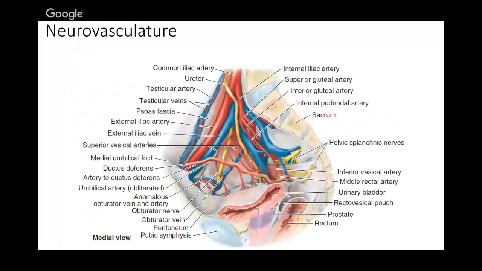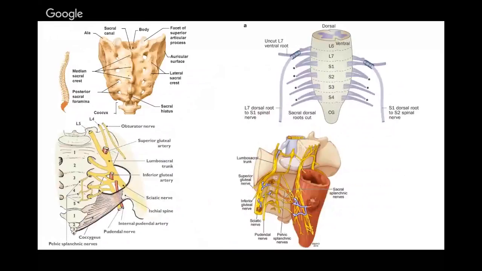Okay, the other thing is just neurovasculature. It's a very complicated diagram, but basically, with the nerves in the pelvic region, when you learn neurovasculature, try to learn it as a system. Don't learn it as you go along with the reproductive system, the GI or the urinary system. It gets really confusing and you don't have the big picture. So just learn it as a whole and as a separate thing.